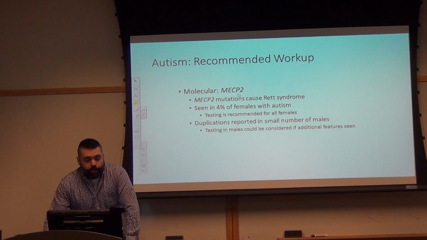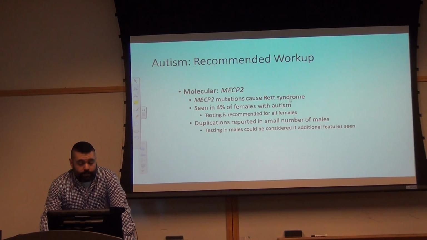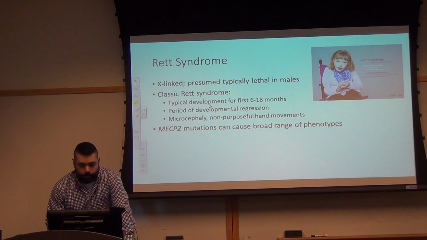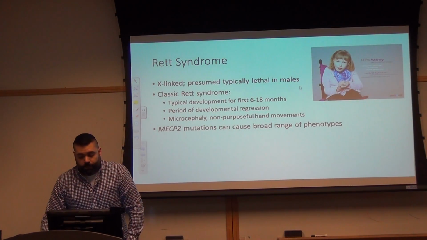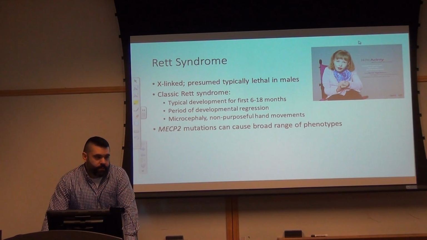Okay, MECP2 is another gene which causes Rett syndrome. And again, this has an autistic-like phenotype. 4% of females with autism will have an MECP2 variant. So again, all autistic females are tested for MECP2 mutations. Some small duplications, but it's mostly mutations. So, are you all familiar with Rett syndrome?